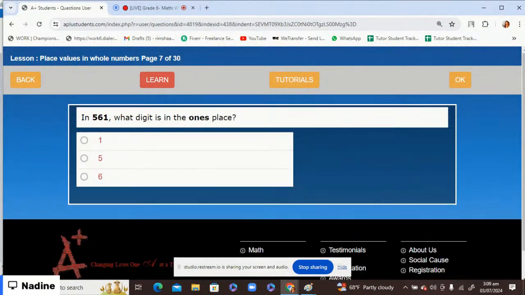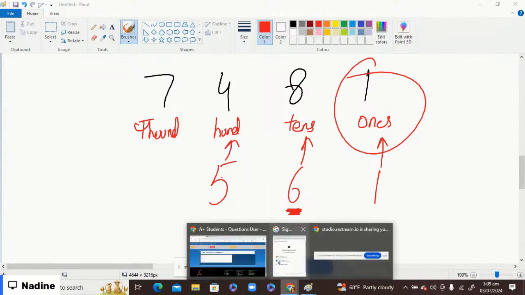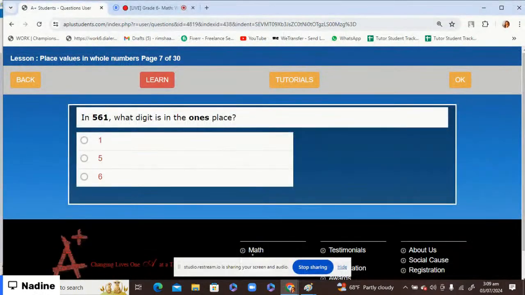Now in 561, which digit is in ones place? Let's write it again. 5, 6, 1. 1 is in ones place. And if I ask which place the digit 6 is in, that is tens place. And the digit 5 is in which place? That is hundred place. Okay. So the 1 is in ones place.